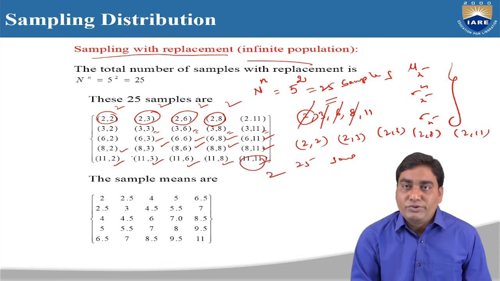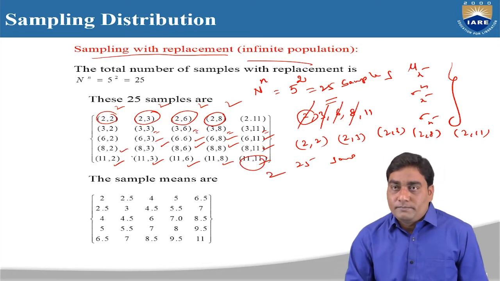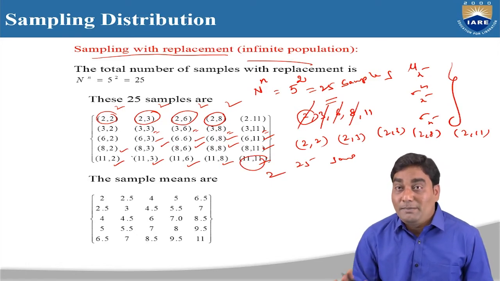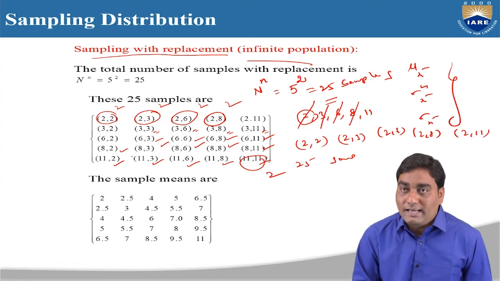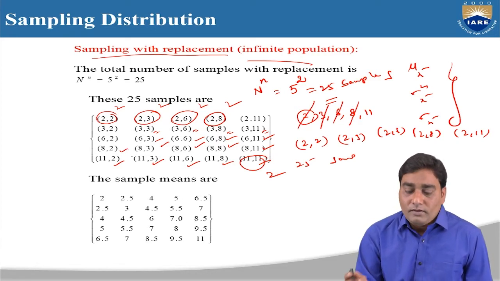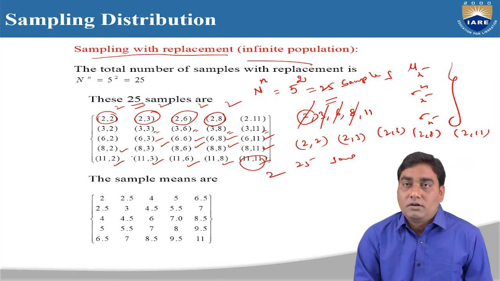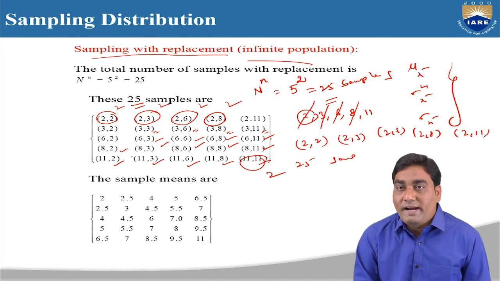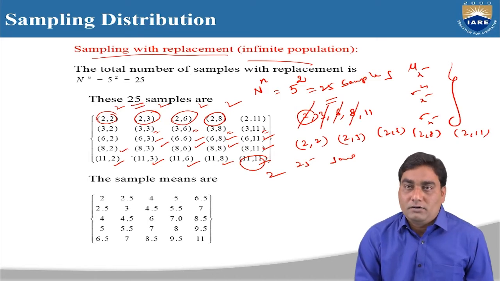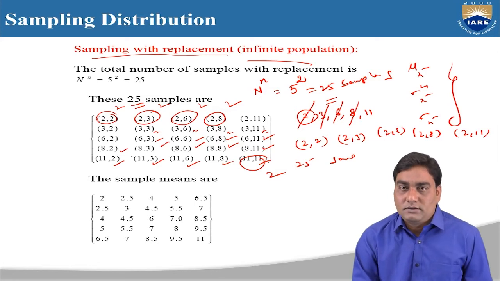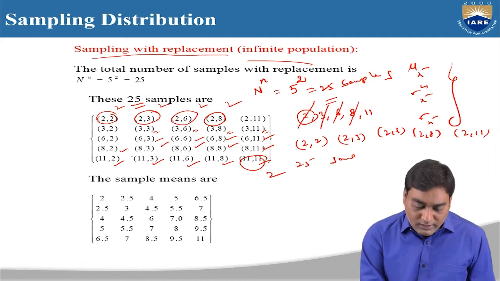Like that, we have chosen 25 samples. 25 samples with size 2 for the with replacement case. The way of choosing the samples is with replacement. After getting all these 25 samples, we need to find out the mean of each sample. That means the mean of all the samples.